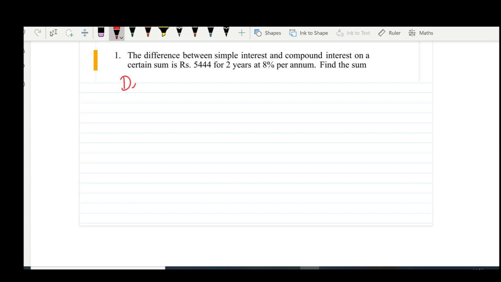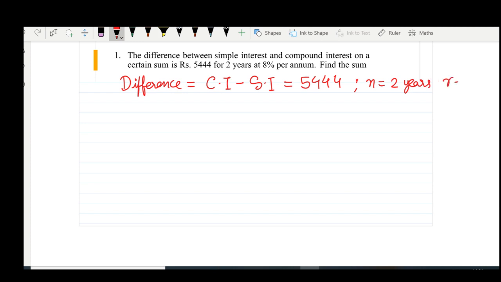So let's write the difference. We know that CI is bigger than SI, so the difference is CI minus SI, and it is given as 544. Time is given as 2 years, and rate R is given as 8%. So what we are going to do is find the CI and SI.